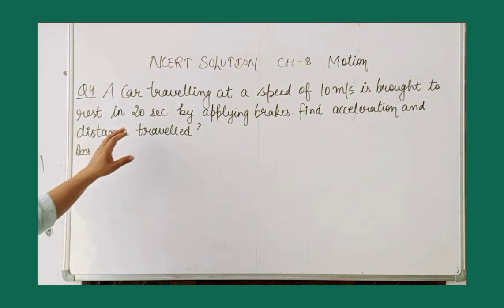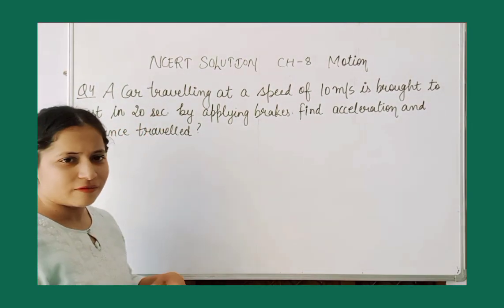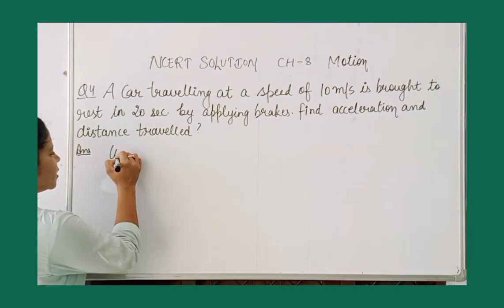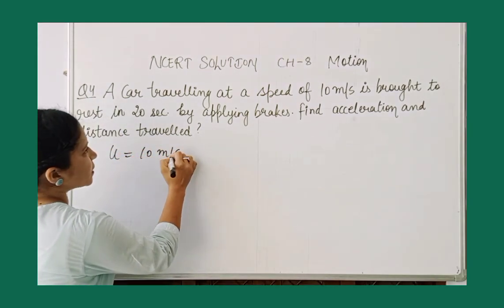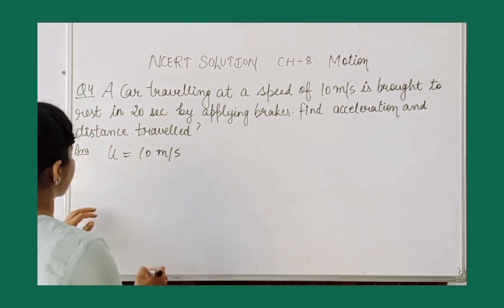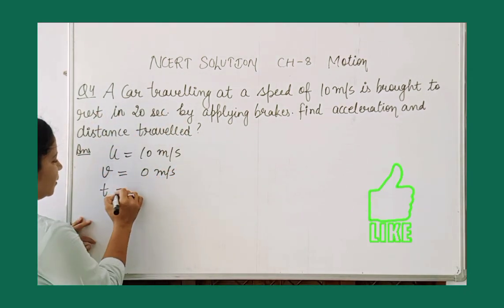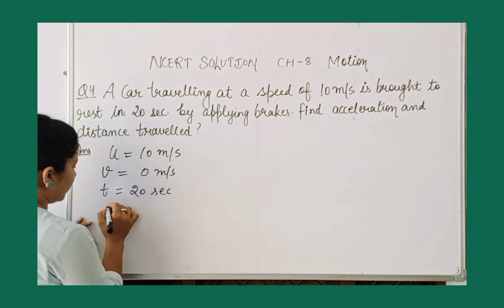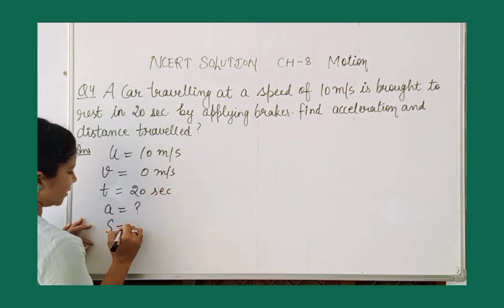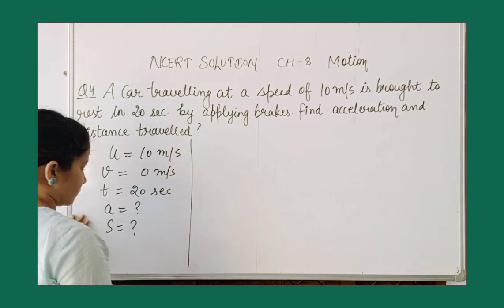Now the next question is a car traveling at a speed. So the initial velocity of the car is 10 meters per second. It is brought to rest, so at rest the final velocity will be 0. The time period is 20 seconds. But you have to calculate the acceleration and the distance traveled.